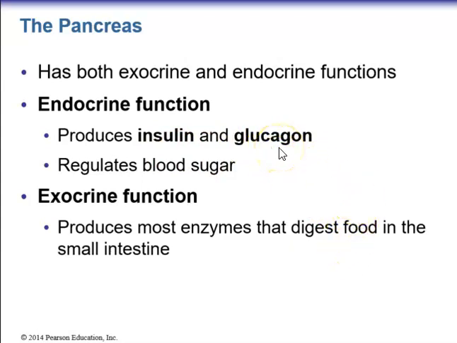Glucagon is important because it basically works during periods of starvation when our blood sugar is low. So it will tell the liver, hey, release that glycogen so that we can increase blood sugar to be transported to our tissues. So both these hormones are very important in regulating blood sugar. The pancreas also has exocrine function because it does produce most enzymes that will help digest food in the small intestine.